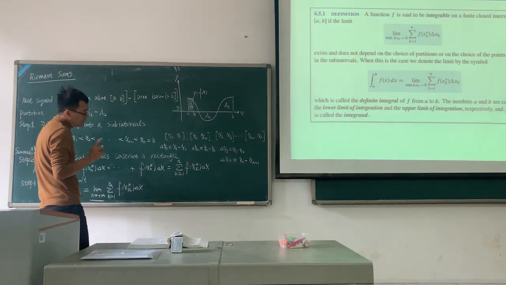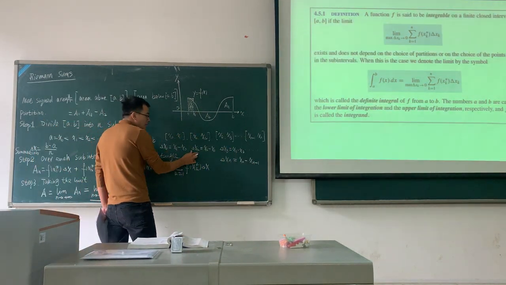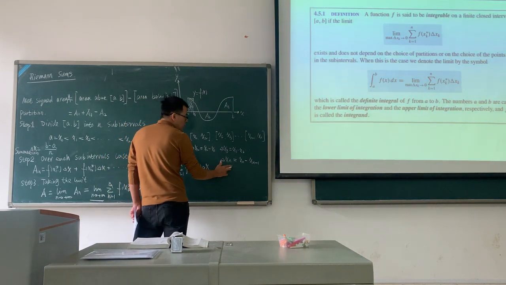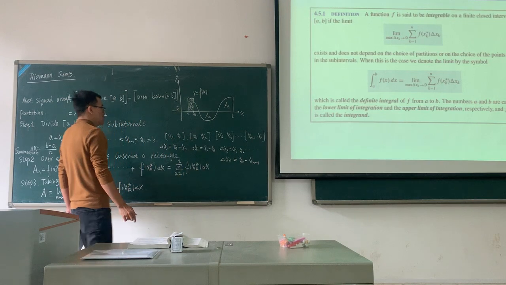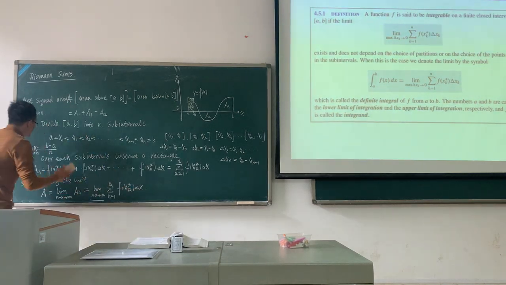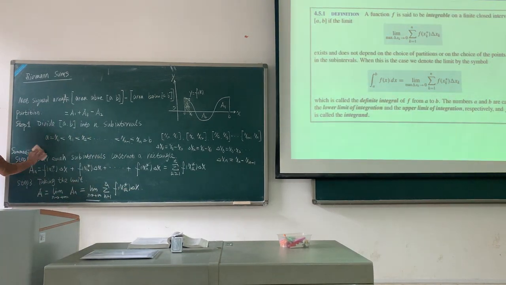So here now, delta x1 is not equal to delta x2, not equal to delta x3, not equal to delta x_n. Okay? So this is the first step, the partition. So here we do not have a common delta x.